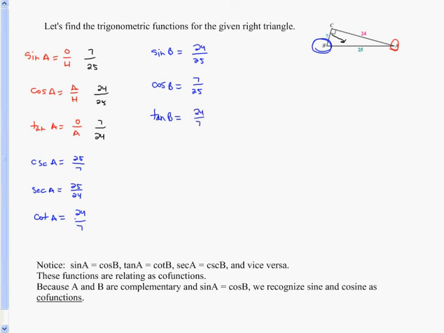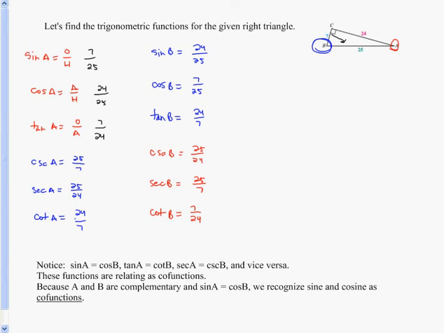And we can very quickly find the others. Cosecant of B is 25 over 24. I'm just flipping over sine. Secant of angle B is going to be 25 over 7. And cotangent of B is going to be 7 over 24. Just finding those reciprocal trig functions, my bad, on that language.